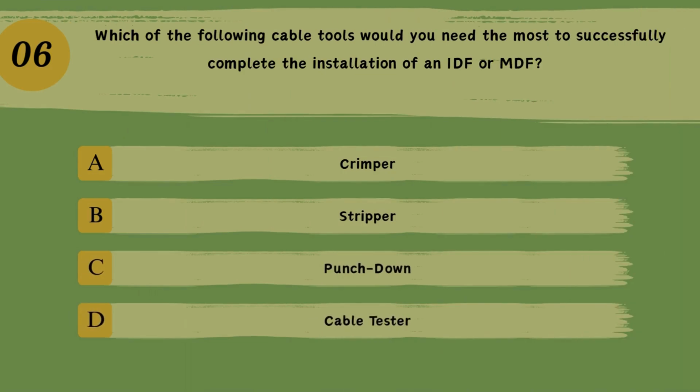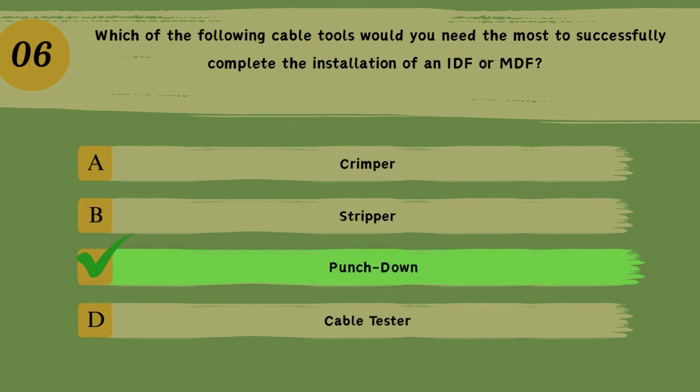Question 6. Which of the following cable tools would you need the most to successfully complete the installation of an IDF or MDF? A. Crimper. B. Stripper. C. Punch down. D. Cable tester.